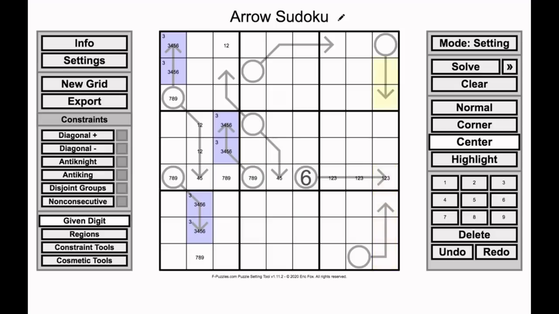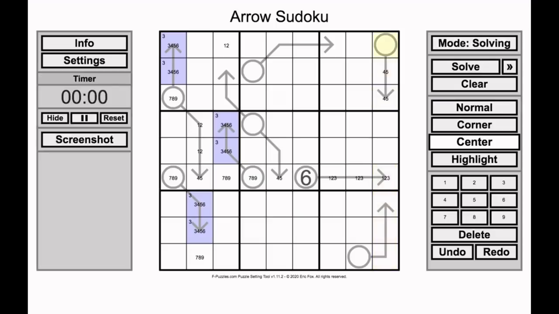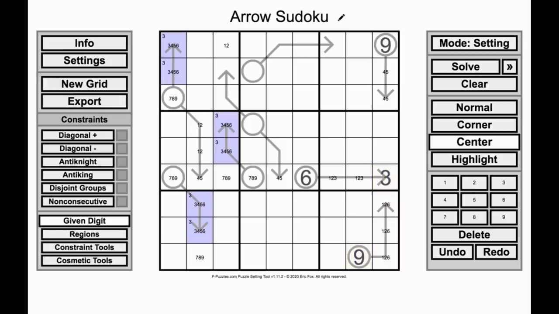Forcing this one to be 4, 5, and 9, and then immediately firing back into here and forcing this to be 1, 2, and 6, 3, 9. I liked this deduction. Although it was a bit easy, I did like it.